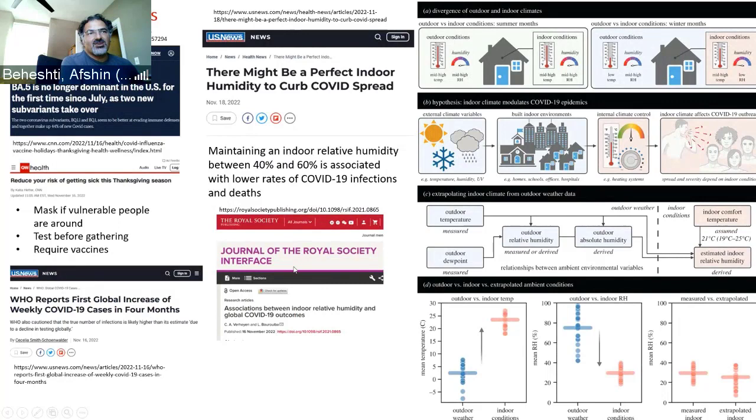This was an interesting little article and paper from MIT. They are looking at finding if there's a perfect indoor humidity or indoor climate, basically an environment, to curb COVID spread.